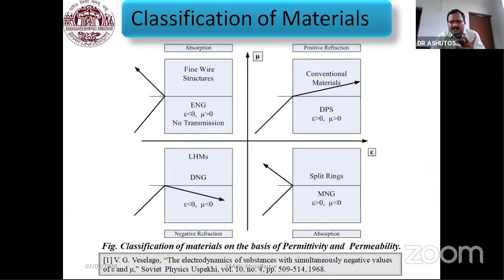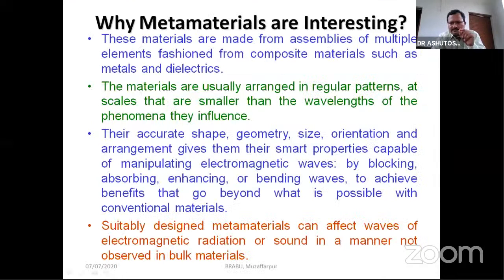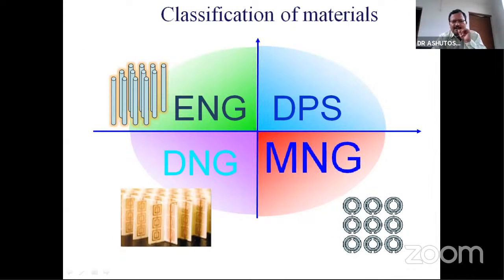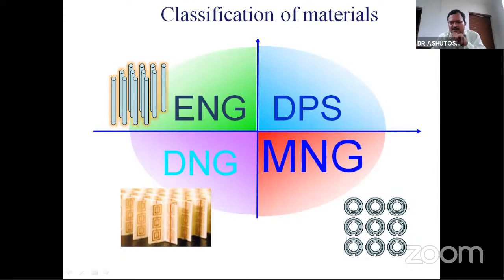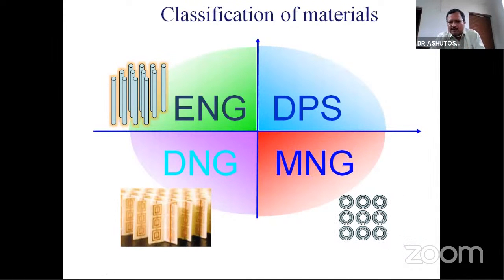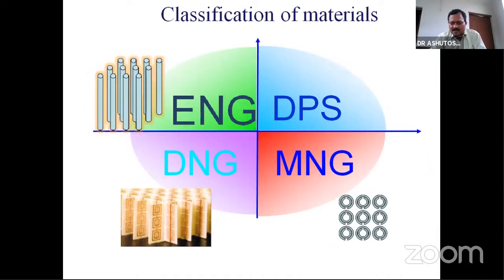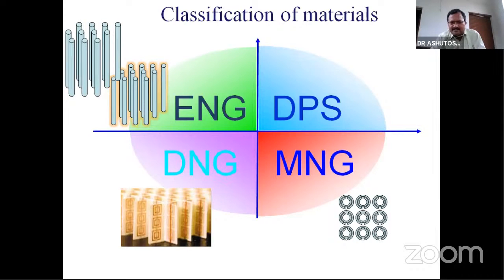Second is MNG. So now you can see... What are these ENG, DPS, and MNG? ENG is nothing but the epsilon negative, and here it is zoomed out, that is the MNG, which is the mu negative structures. So now you can see these are the rings, which are the ring resonators. Second one, these are the cylindrical rods, which are the epsilon negative structures.